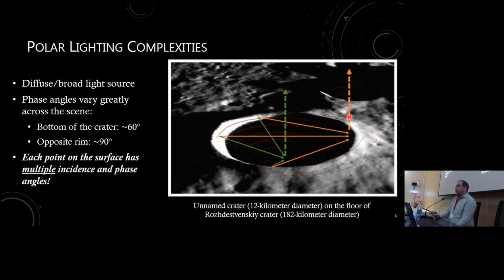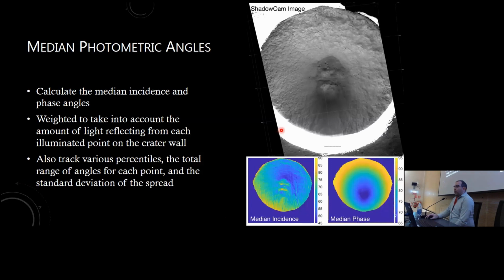The other really important thing is that for each one of these points, there's multiple phase angles, multiple incidence angles. So you have light that's coming in directly from this side, and it might have one phase angle, but then when you're looking at the other crescent part of the illuminated moon, you're going to get a different phase angle. So what we end up doing is calculating what we call median photometric angles. And so we're calculating median incidence and median phase. And if you think about it, the emission angle, there's only one of those.